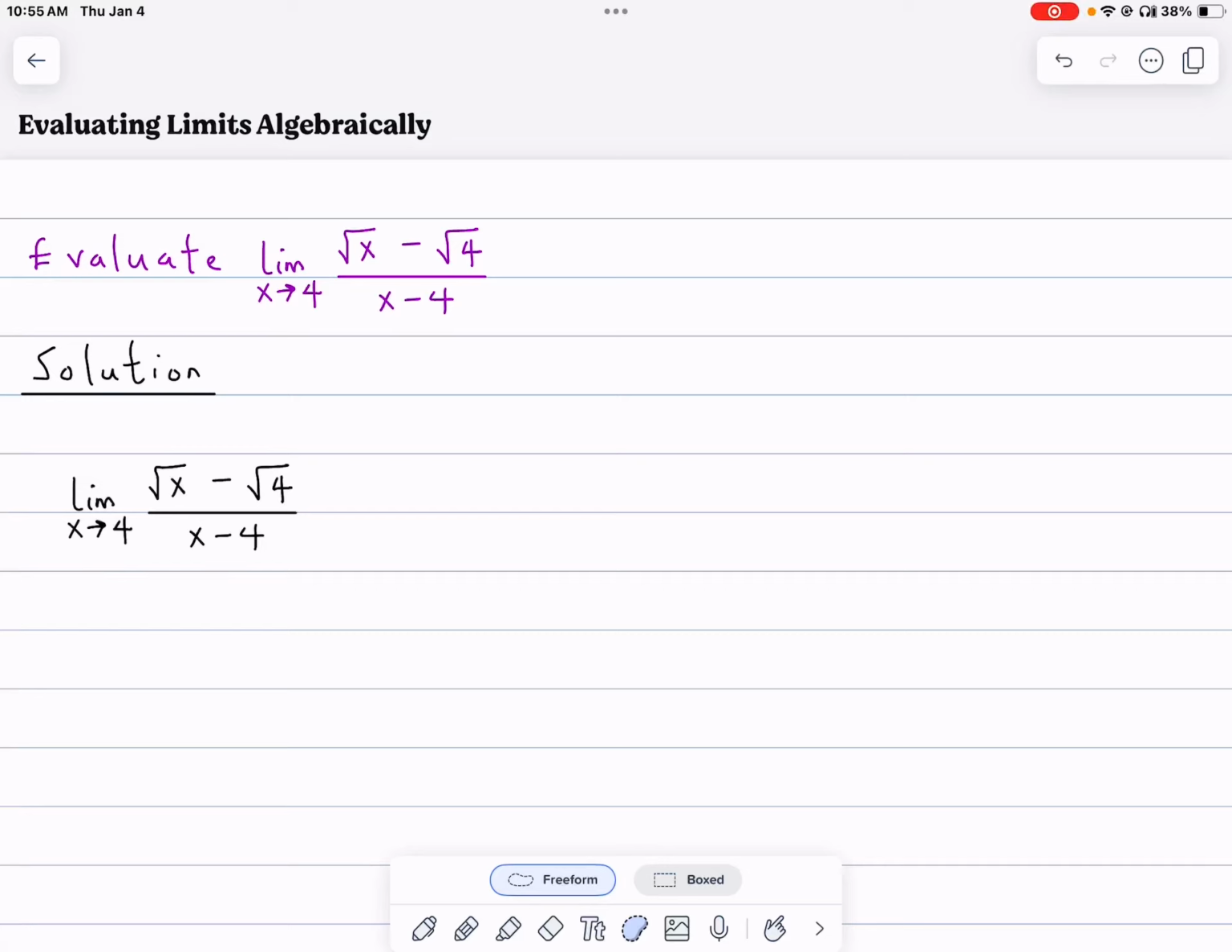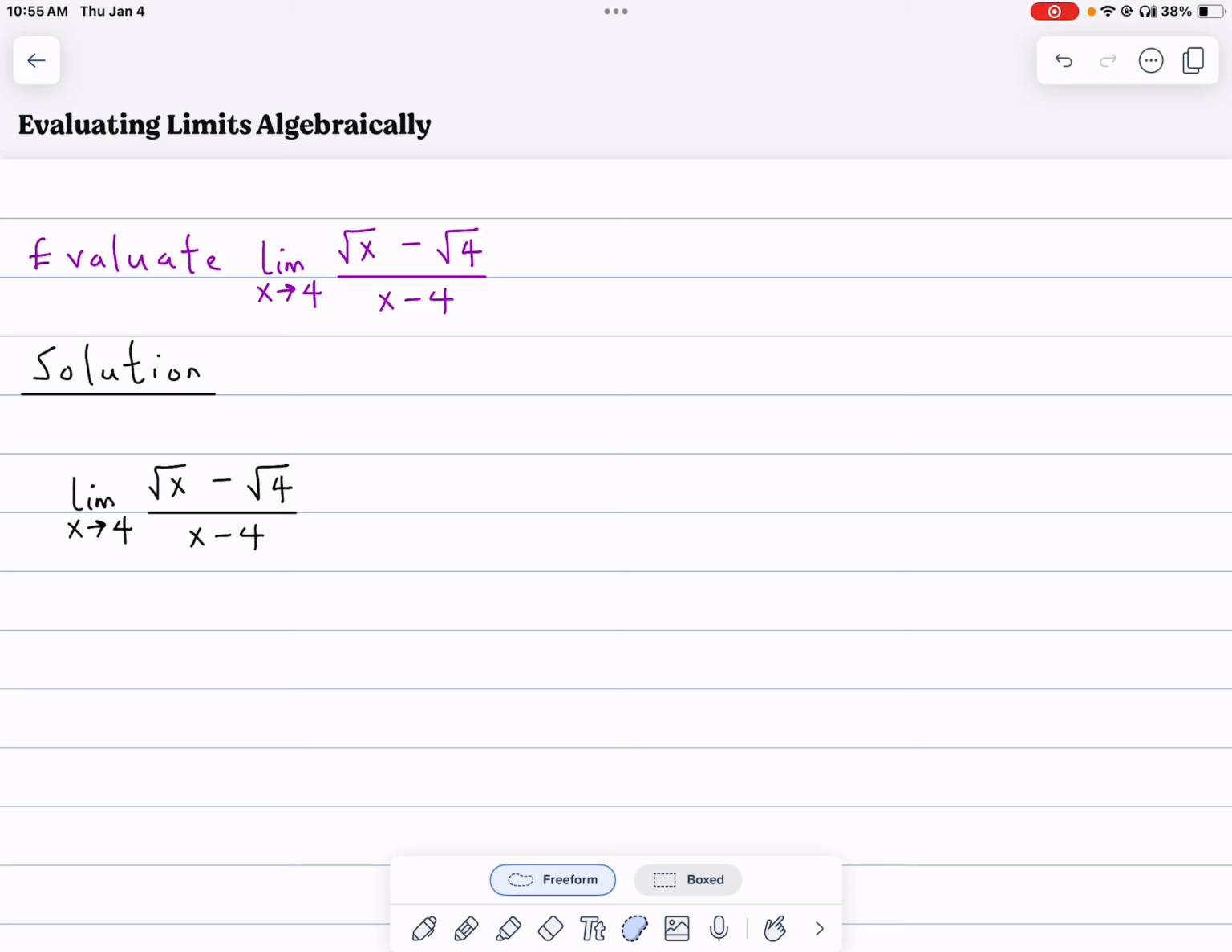Hello friend, previously we've examined how to find the limit of a function using a graph. Now, let's evaluate this limit algebraically. How can we do this? Think about this for a moment.